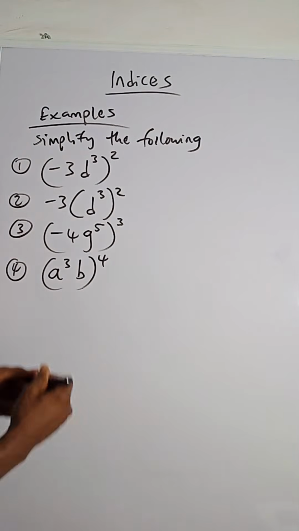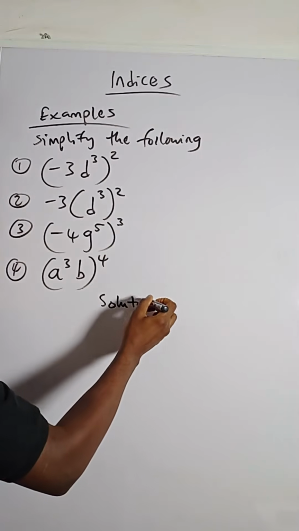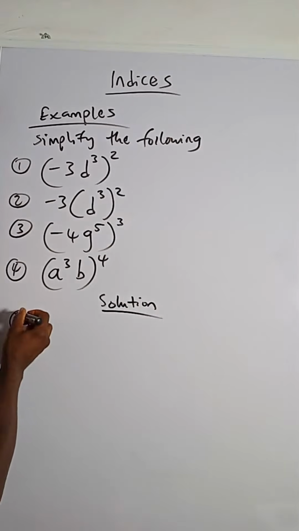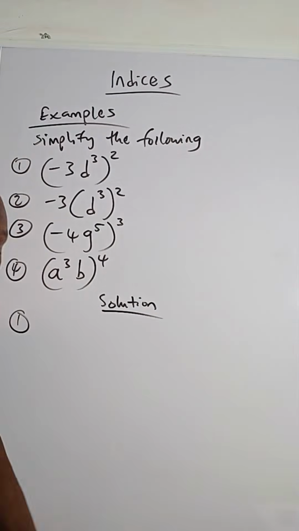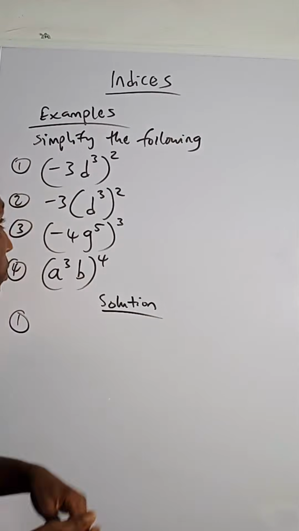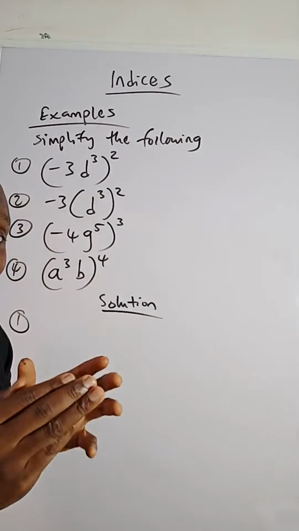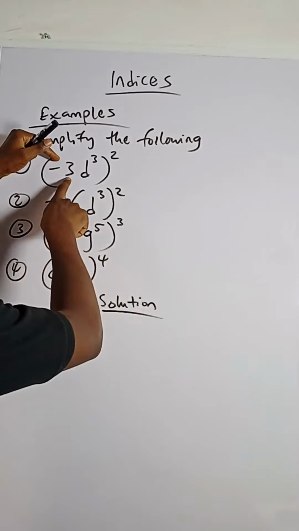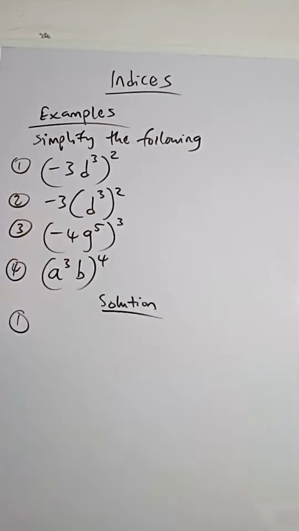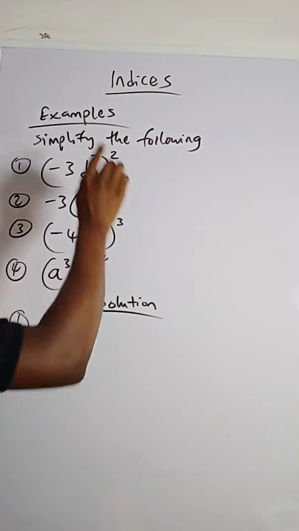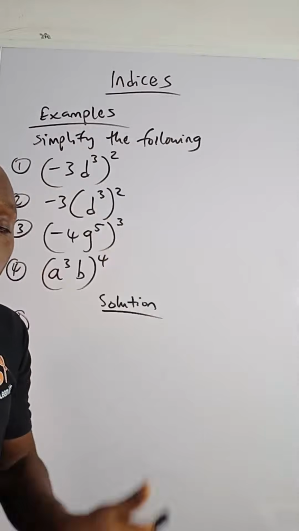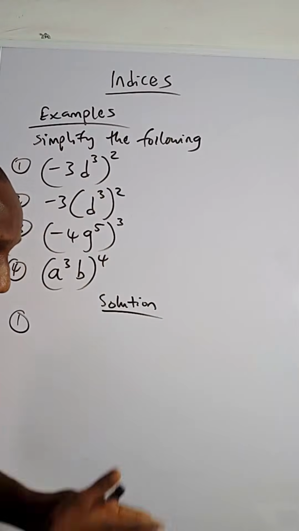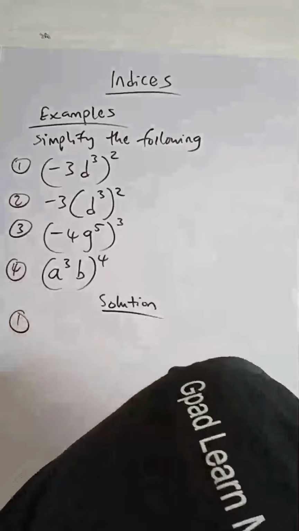So, number 1. See, you must know that what you have in the bracket are being affected by the power. So this is what we call the power of a product rule. Negative 3 d raised to power 3 are being affected by the exponent of 2. So you distribute these 2 to negative 3 and to d raised to power 3. Take note of that. All right?